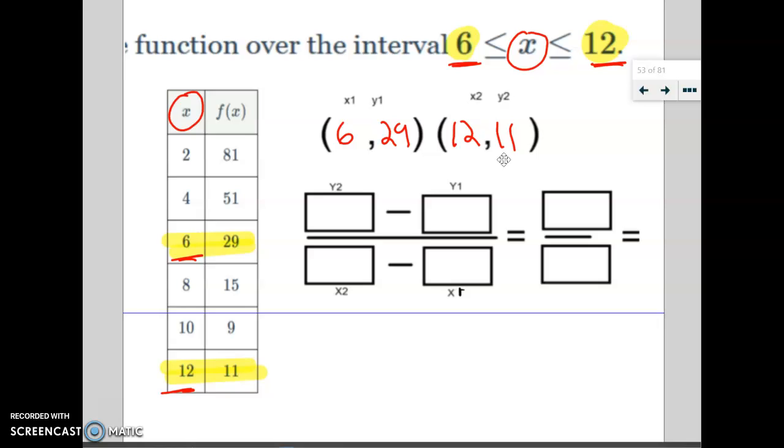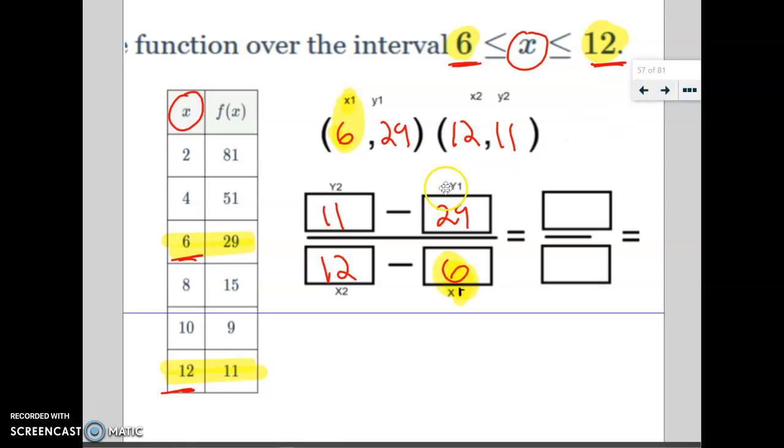And then after that, we're going to fill in these boxes and just complete the operation here. So I'm going to put 11 for y2 here. Put for y1 29, for x2 12, and for x1 6.